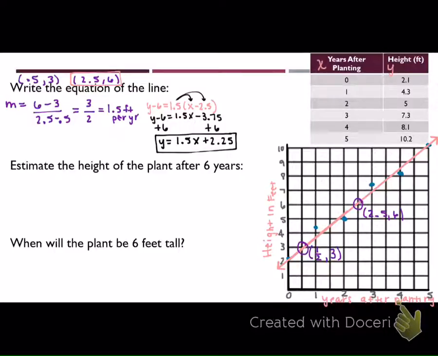Estimate the height of the plant after 6 years. So, is years X or Y? Jill? Yes, it's X. If you look at your axes here, Y is height in feet and X is years, right? So that makes sense. So we can plug this in for years and solve for Y. So Y equals 1.5 times 6 plus 2.25.